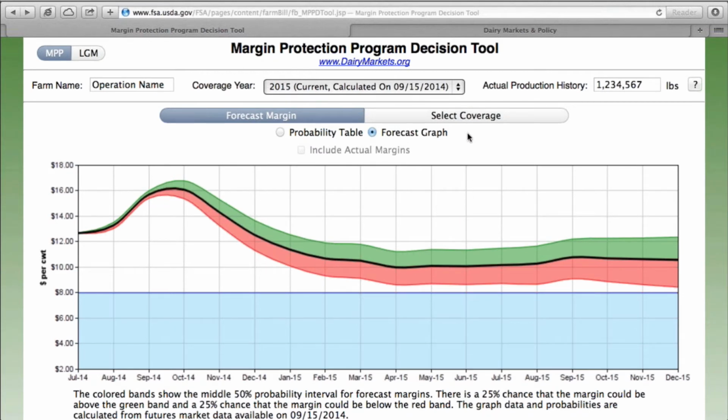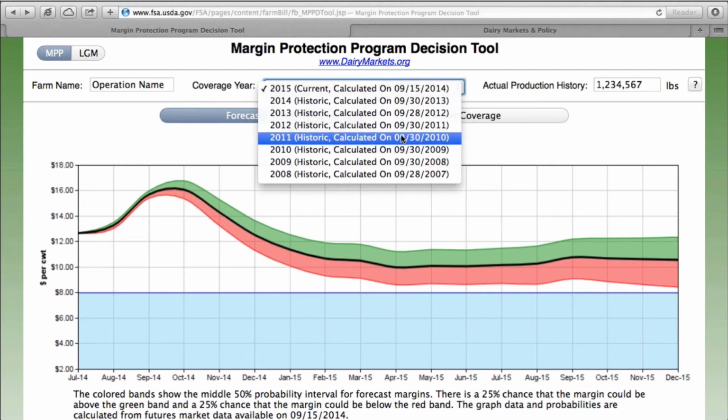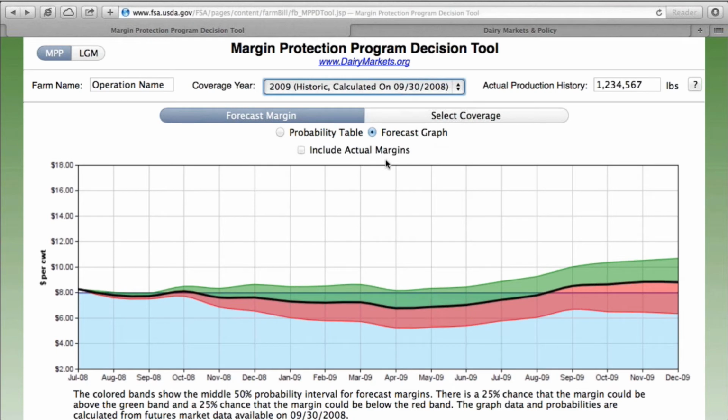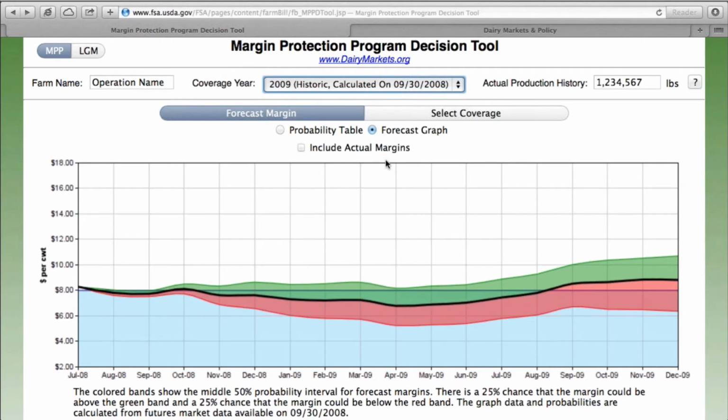I want to show you, before we get too deep into the tool, 2009 was a pretty bad year for dairy farmers. Let's look at what this tool would have shown in 2009. On September 30th, 2008, if you were to look at the markets and forecast what this margin looked like, the market identified that we were entering into a risky environment. And this is before Lehman Brothers. This is before any financial collapse. This is in September. Farmers are given an idea that you're entering a risky environment. And you can use that information to make an informed risk management decision.